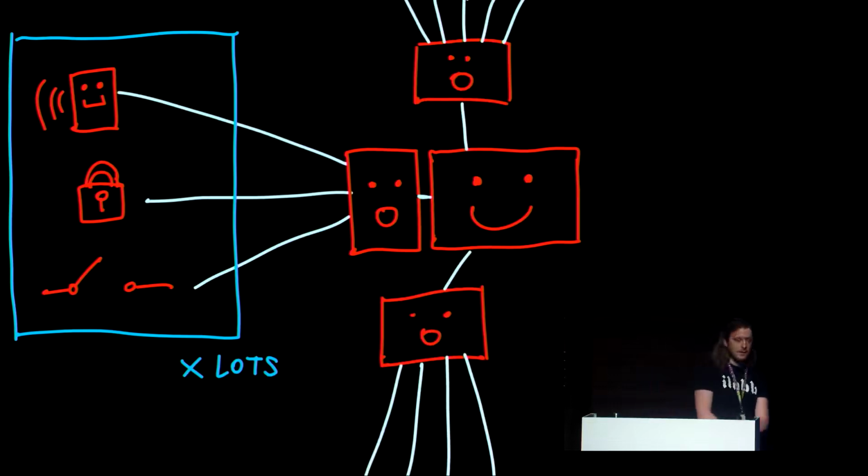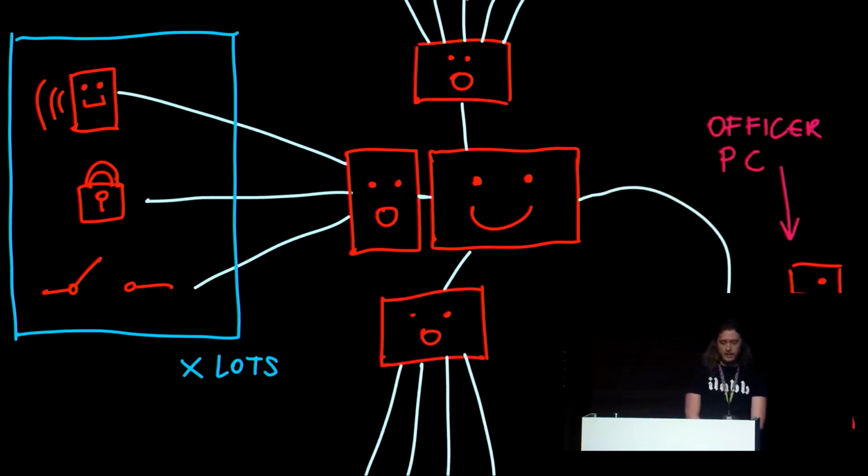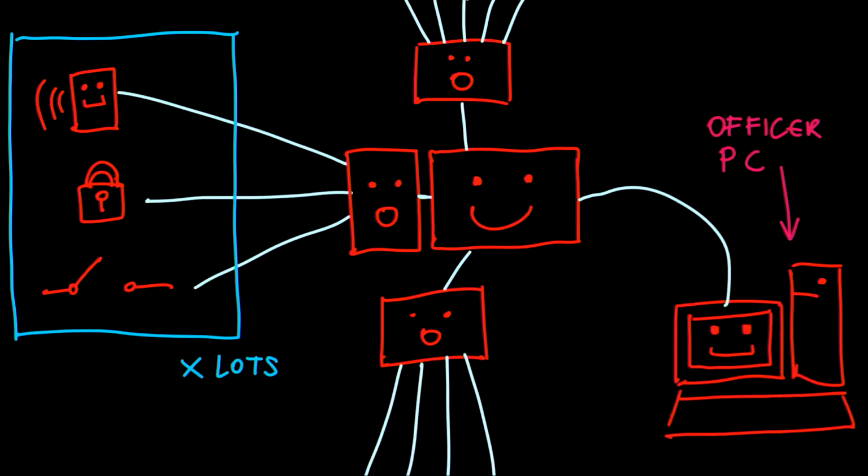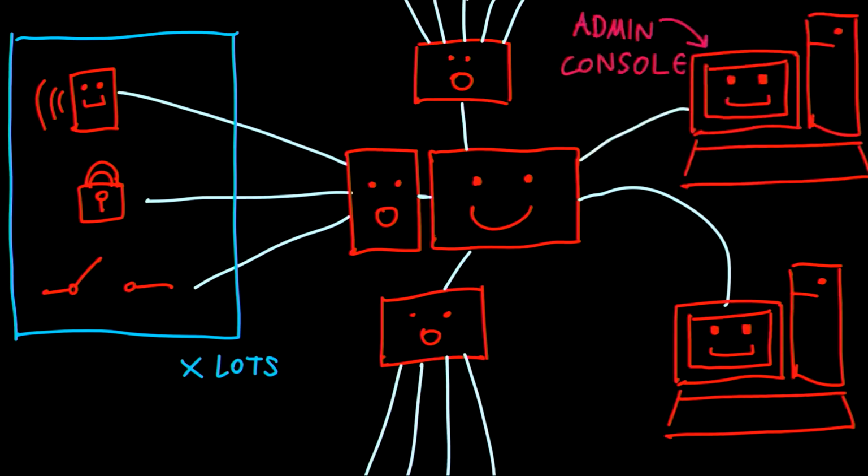And then you need some kind of administration tool. Officer PC is a terrible name, but this is meant to represent the PC that the security guard would use to see who's on site, who's trying to break in, what needs to be attended to, that kind of thing. And then you'll also have an administrative console, where the site installer can add new hardware, set up new cards, fix faults, that kind of thing. So it's pretty obvious, really.